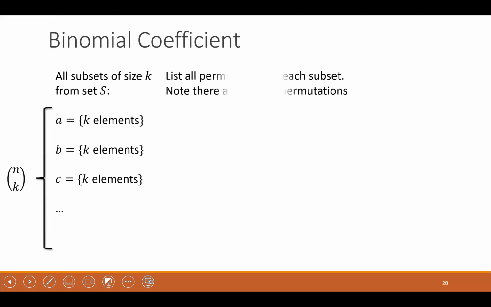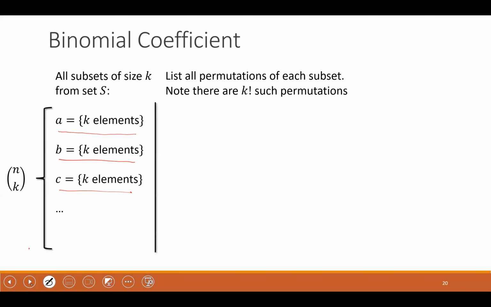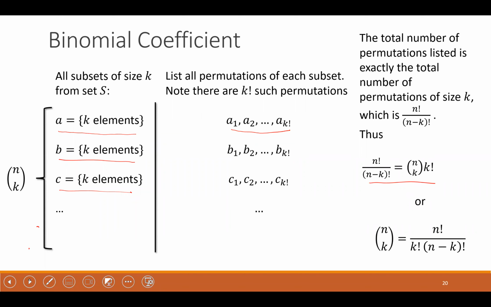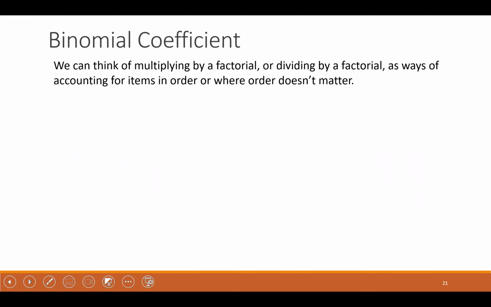One more way to look at it. If I listed all of the subsets of size k from a set of size n, and then beside each of those subsets, I listed the k factorial permutations, well then, again, I'm left with this expression, and it solves for that. So I don't know, a couple different ways to look at it. Maybe one of these makes more sense to you than another, but yeah.